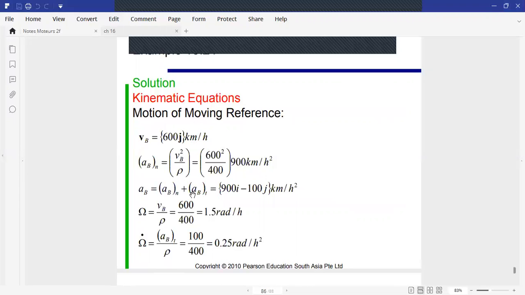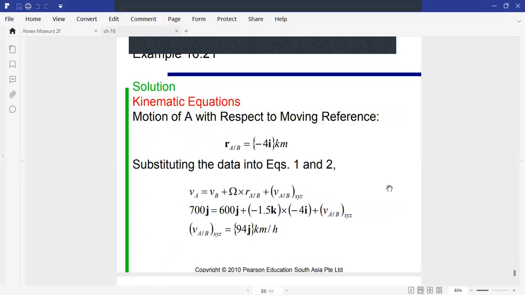So we can calculate all the variables needed for our equations. Now we replace back. When we replace back in the equation of velocity, I have VA is 700J. This is the absolute velocity of A measured with respect to the fixed frame. Now VB is the absolute velocity of B measured with respect to the Earth, and they are given, 700 and 600. They are given in the figure.